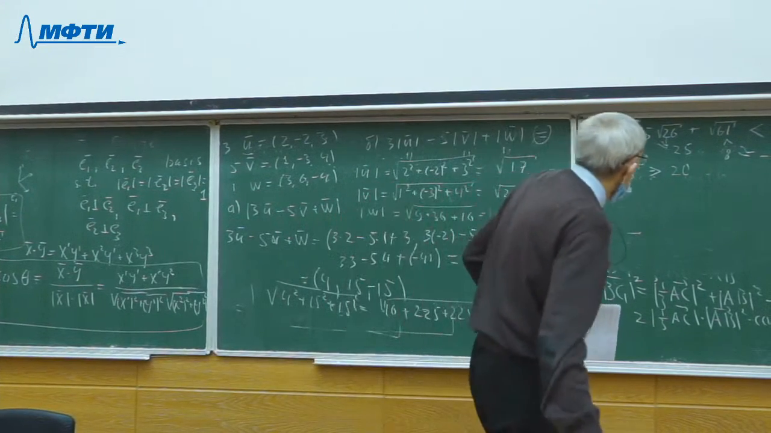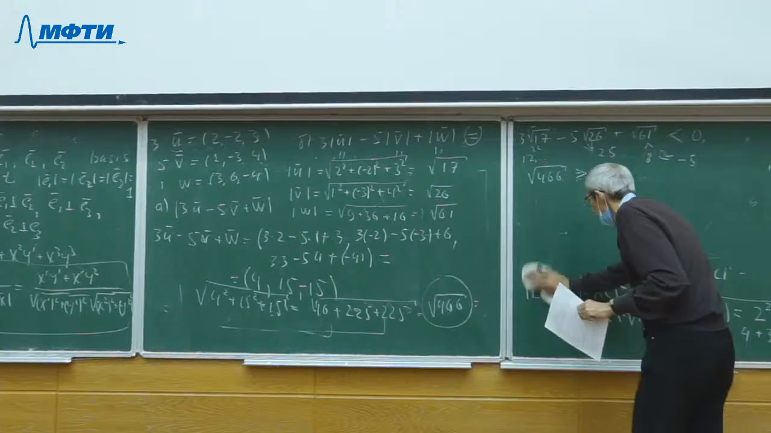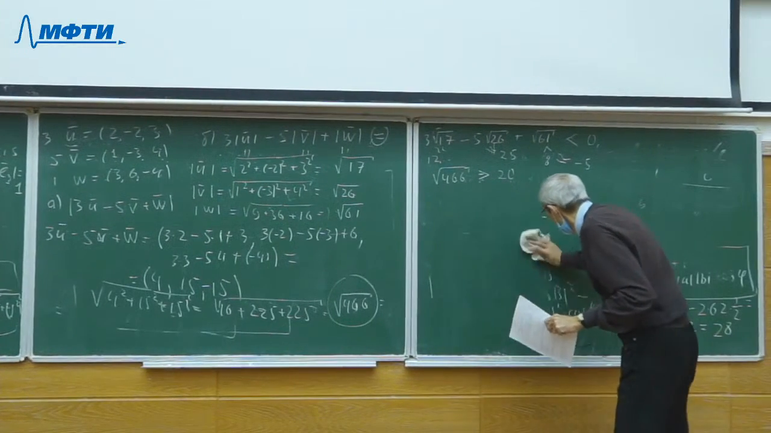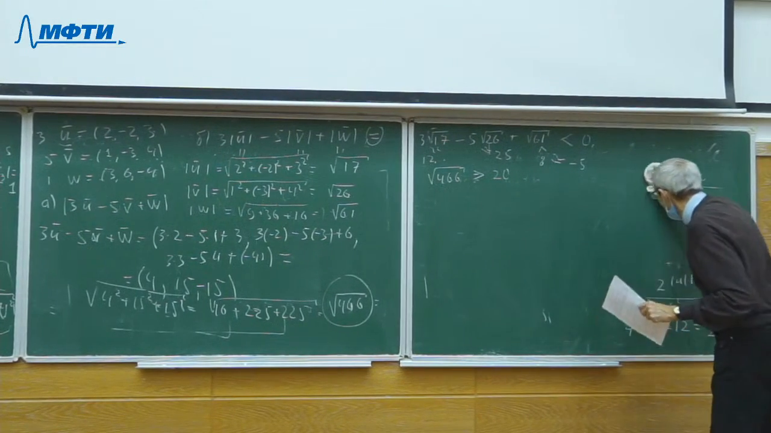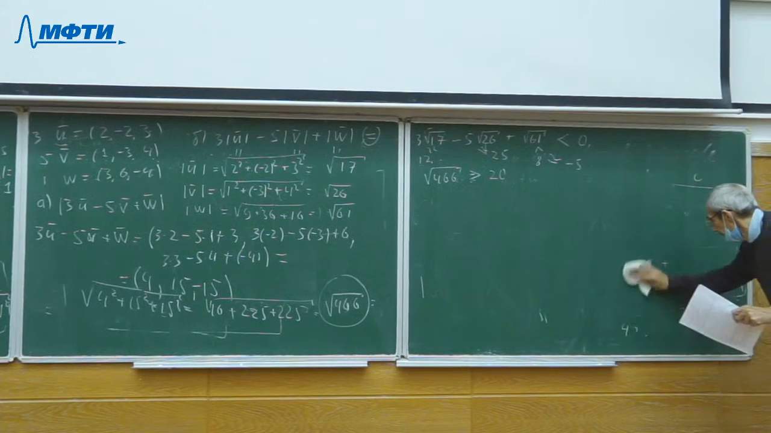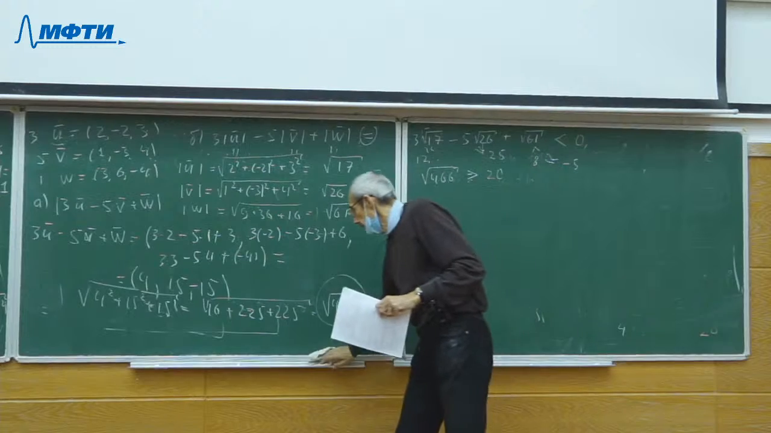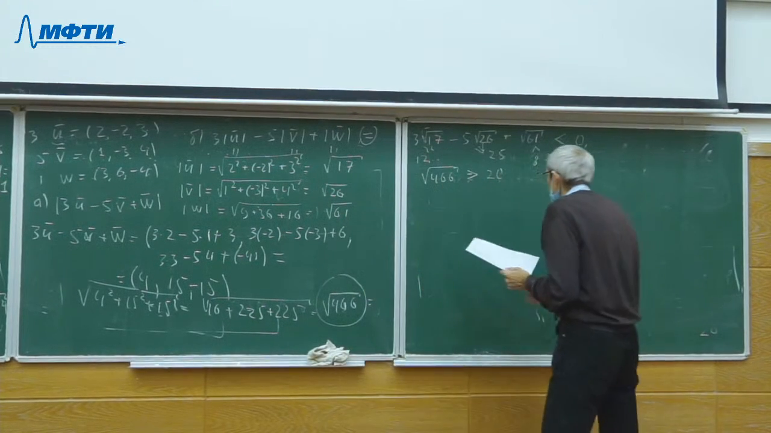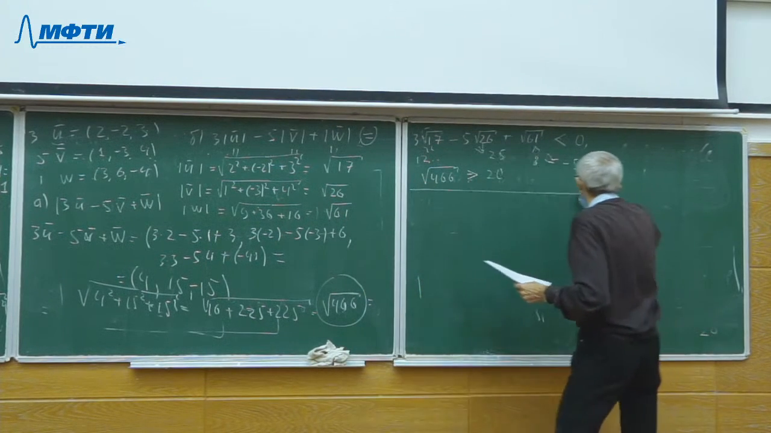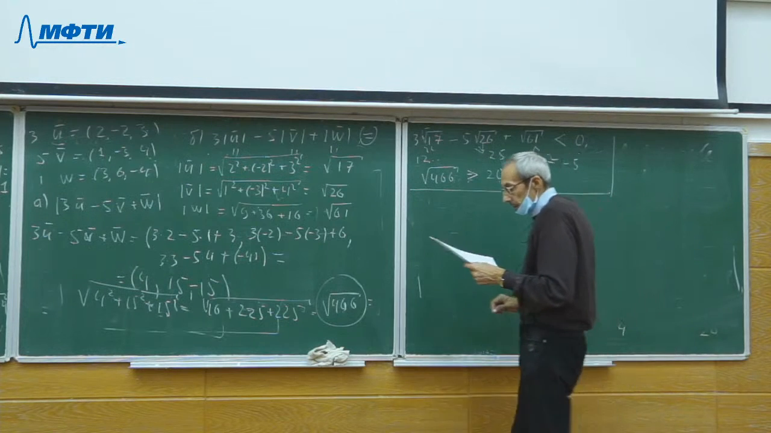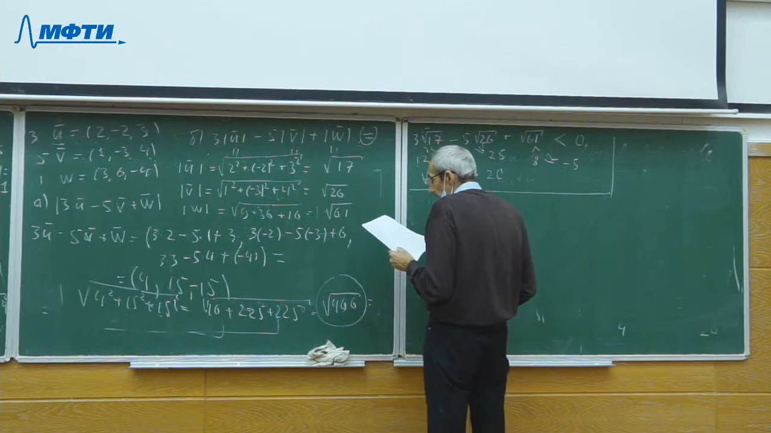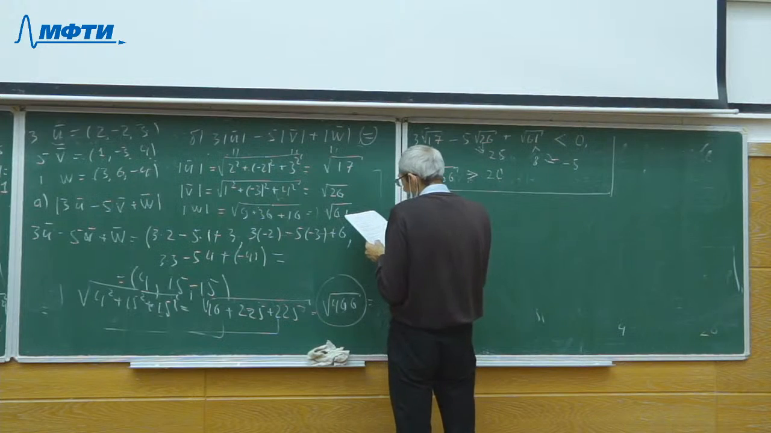Let's express some vectors as a linear combination of some other vectors. Vectors are given in coordinate form.